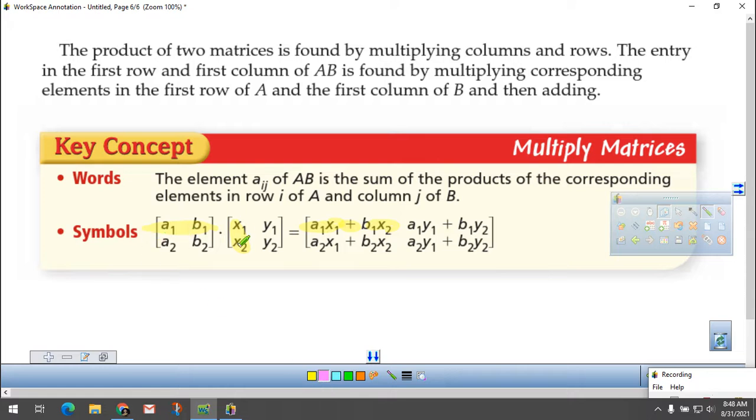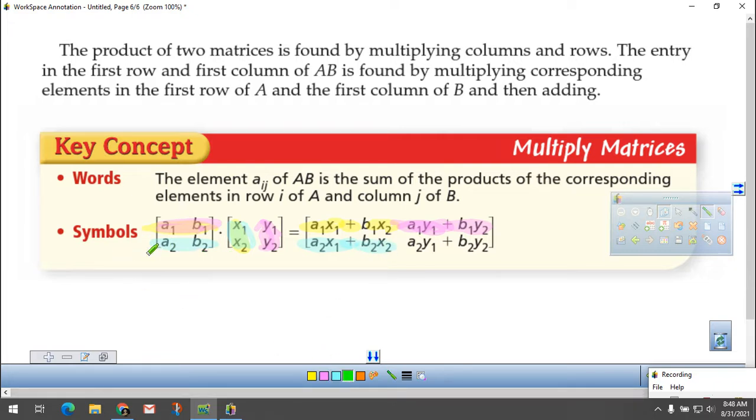And so then you keep the process. You did the first row times the first column in yellow, so now do the first row and the second column. So A1 times Y1 plus B1 times Y2. And then you're through with the first row. Now let's multiply the second row times the first column. So that'll be A2 times X1 plus B2 times X2.